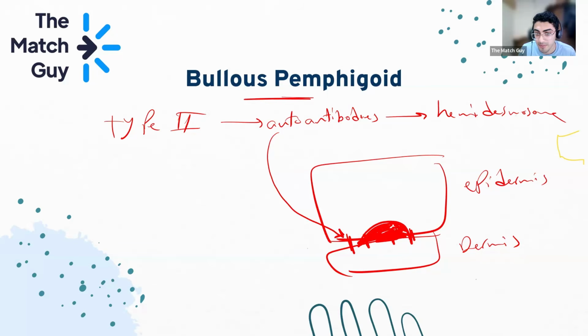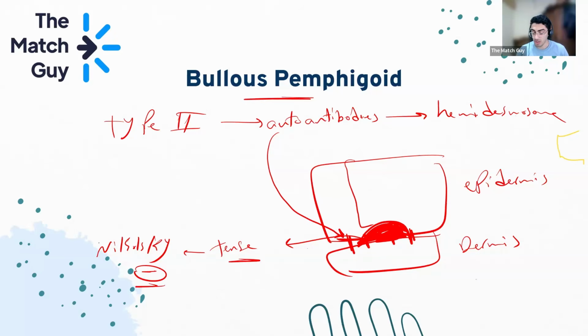If you notice, guys, the roof of this blister is the whole thickness of the epidermis. It means these blisters would be very tense, very hard to rupture. That's why bullous pemphigoid would be Nikolsky negative, okay? Nikolsky negative. Again, why? Because these blisters are very tense and very hard to rupture.